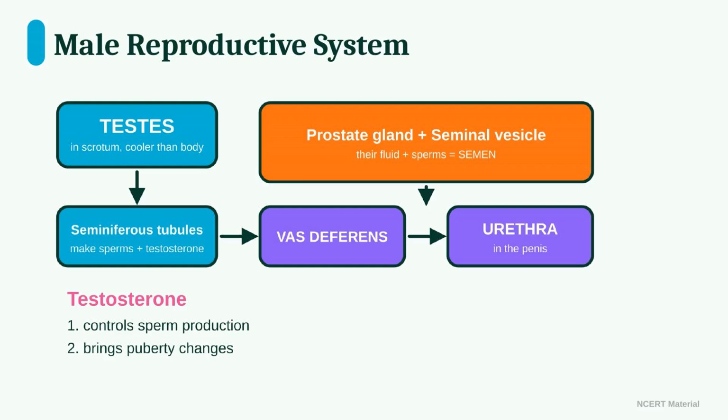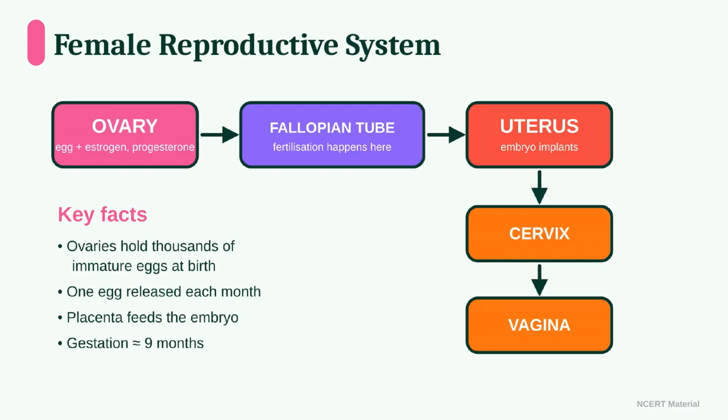Sperm travel through the vas deferens, and along with fluid from the prostate gland and seminal vesicle, they form semen, which passes out through the urethra inside the penis, the copulatory organ. Now the female reproductive system.